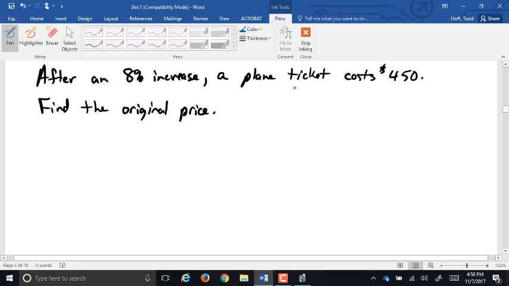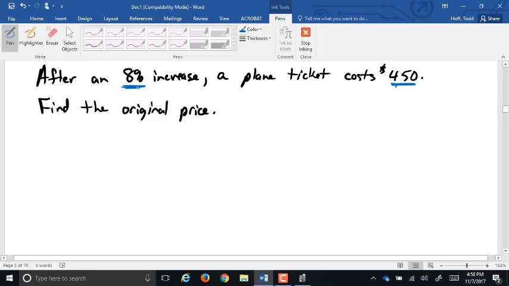How many of you got $414 as your answer? Okay. That is the predictable answer. Unfortunately, it's not correct. Because you found 8% of the 450 and you subtracted it. The problem is the 450 is not the starting amount. That 8% is based off the starting amount.